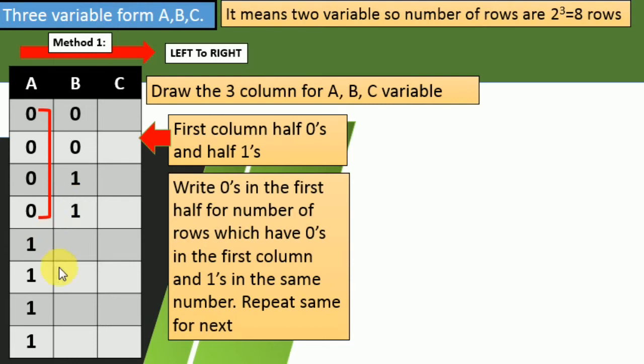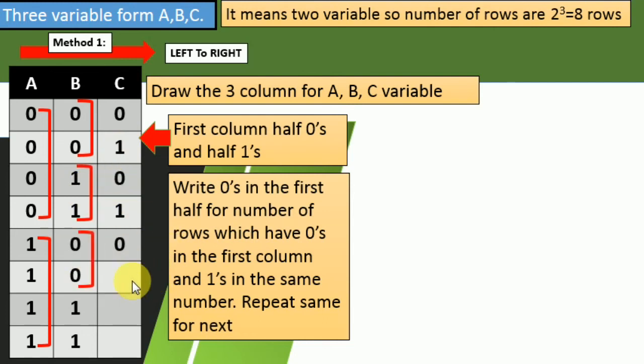Same concept applies for this case also. This half is going to be 0 0 1 1. Now next 0 0. Now what is the half? These two columns, so 0 1. For 1 1, 0 1. For 0 0 again 0 1. For 1 1, 0 1. This is the first method.